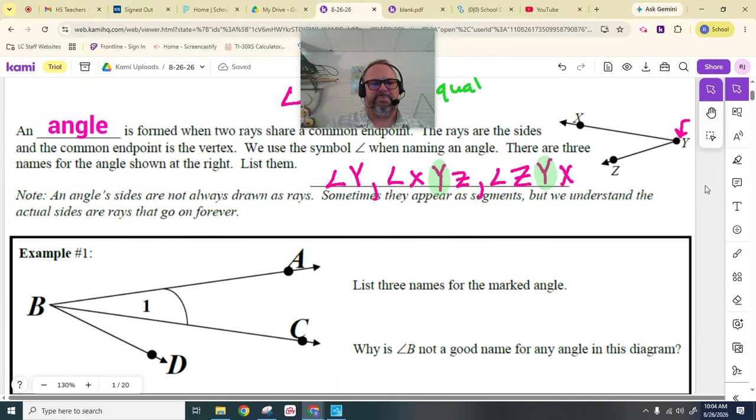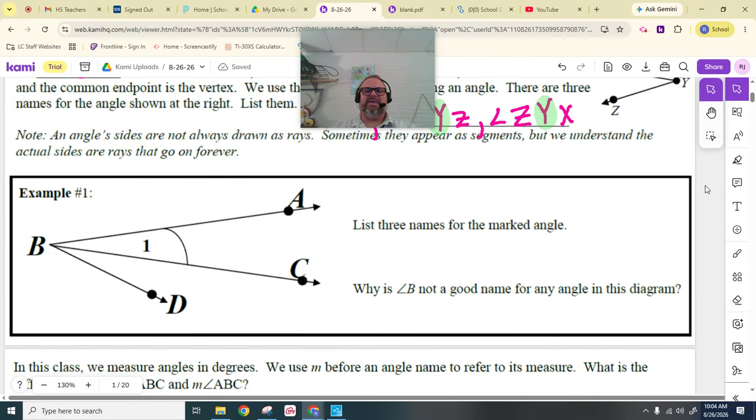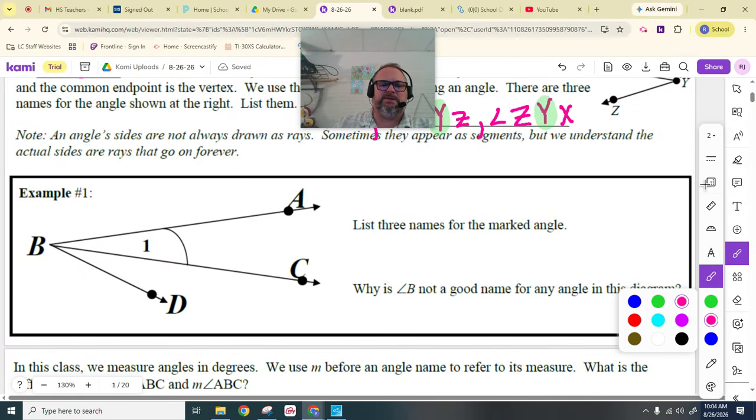Okay. So, example 1. 3 ways to name the angle marked. Well, the angle marked is this right here. The easiest one to do would be angle 1. You can actually have numbers to name angles. We'll get into a lot of that later. Now, what is another way that we can name this angle?